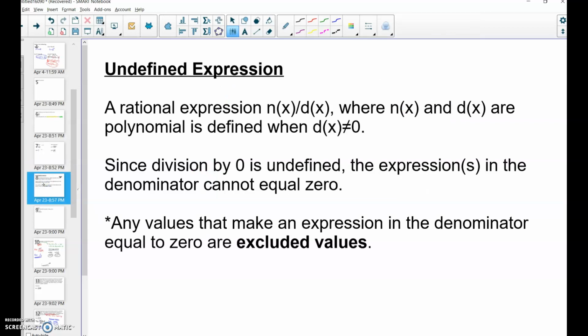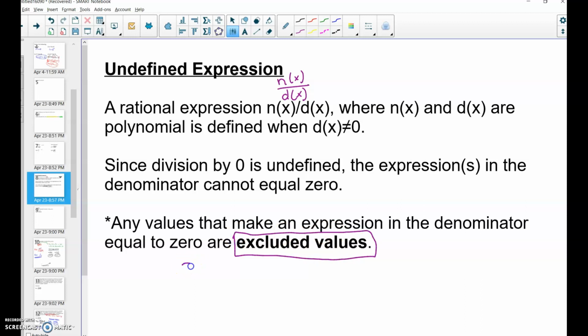An undefined expression. So in a rational expression, I'm just going to write this a little clearer so we can see that. N of x over d of x, two polynomial expressions. D of x cannot equal 0. We just dealt with that a little bit earlier. Can't have 0 on your denominator. Since division by 0 is undefined, the expression in the denominator cannot equal 0. Any values that make an expression in the denominator equal to 0 are excluded values. Okay, so that's your bolded phrase right here.